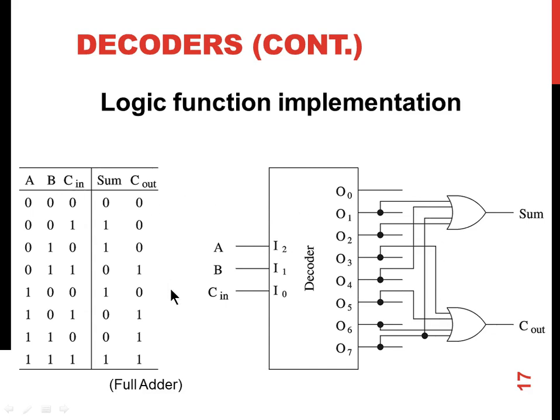So we can build circuits like this. Typically, this is a design specification given to you. It's very small, but this is a design specification of a full adder circuit. So you can build that using decoder logic also, if it is required.